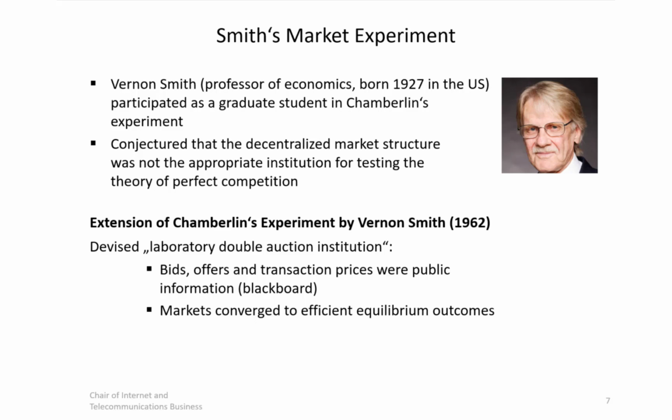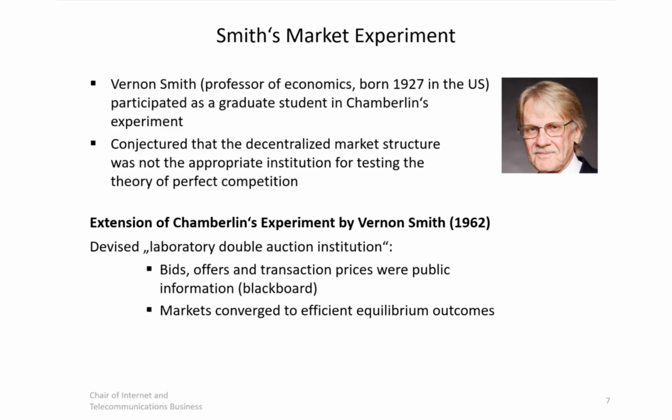Okay, so what he did was to avoid the decentralized market that Chamberlain used. He did an extension of Chamberlain's experiment, but he devised a laboratory double auction institution. What he did was make everything public. He allowed the bids, offers, and transaction prices to become public on a blackboard.